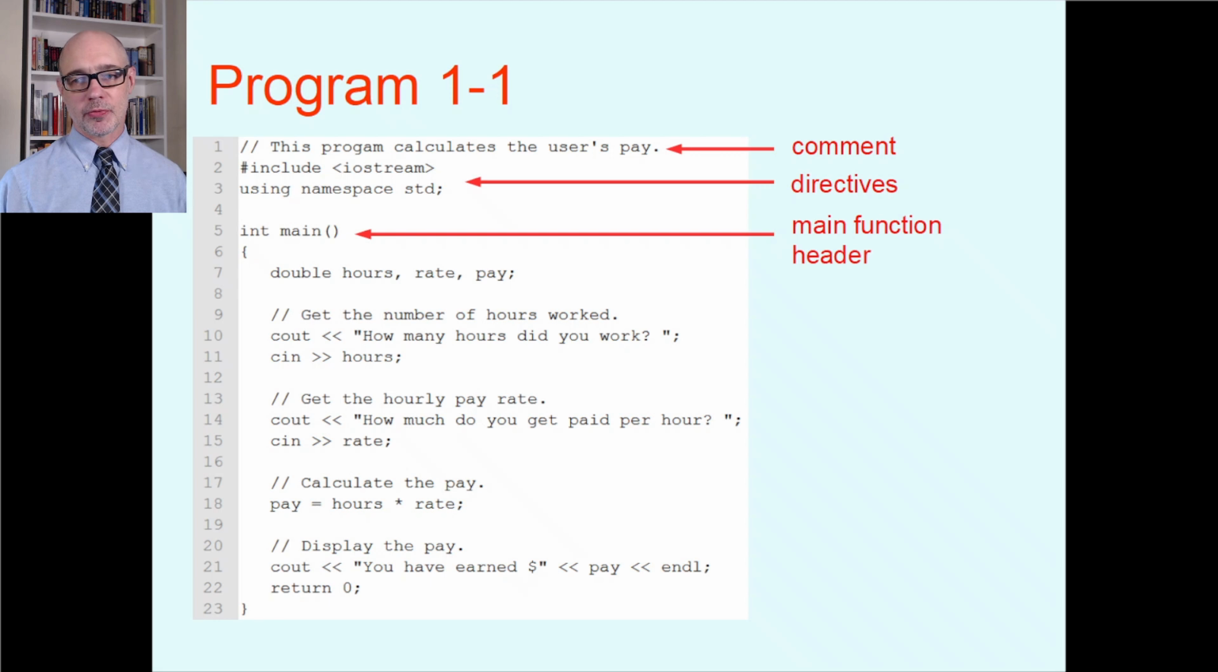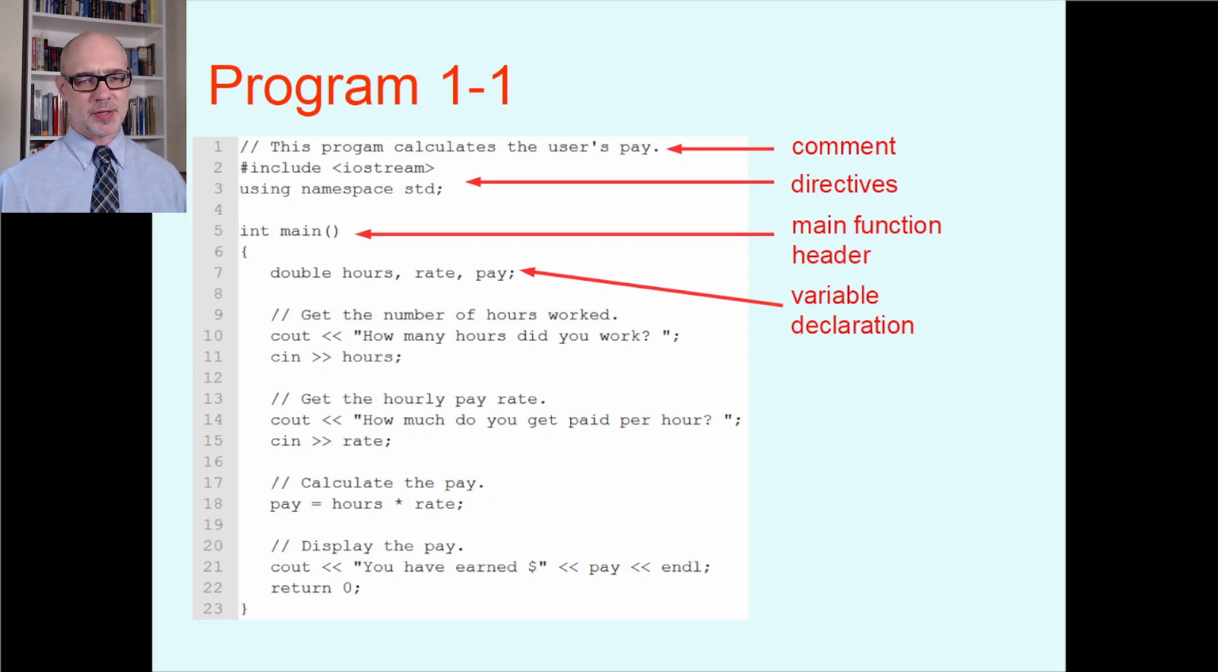Now on line 5, you have the main function header. So every C++ program is going to have a function called main that looks kind of like what you see here on line 5. Now, the main function contains code in its body, and that body starts on line 6 with the open curly brace, and it doesn't end until line 23 with the closing curly brace. So everything from line 6 to 23 is the main function, and all of the code in this particular program is inside that.